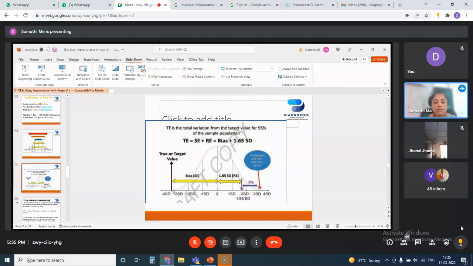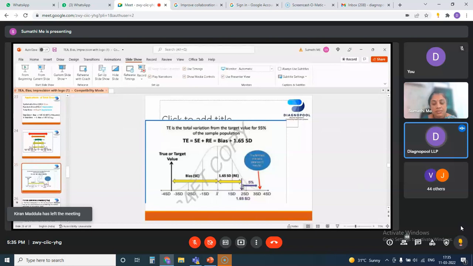But for total error calculation, we are also including the bias. So bias also includes this part of the dispersion, which is again the 5% of your dispersion. In order to avoid over-calculation of error, this 1.65 SD is taken as a limit, not the 2 SD. Hope it is clear for you. Any doubts you have till this?